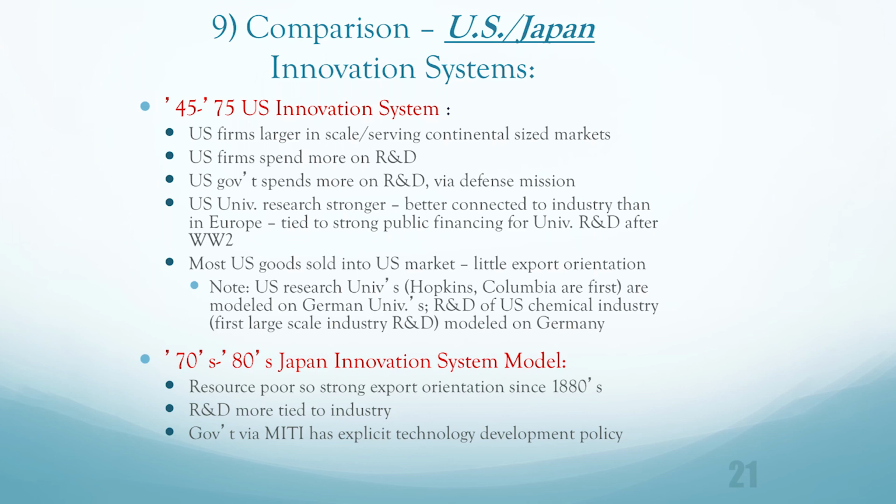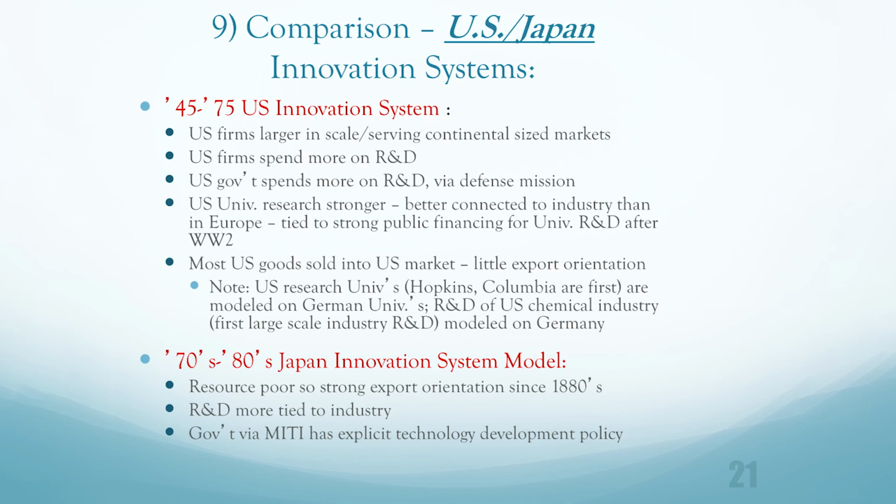So in that time period, the US firms tended to be larger in scale. They served a continent-sized market. The firms spent more in the US on R&D. The government spends a lot more on R&D at the time, particularly because of the defense mission. US university research was stronger as a result of some post-war decision-making that the US made. And most US goods were sold into US markets. So that's some framing ideas around the US model.